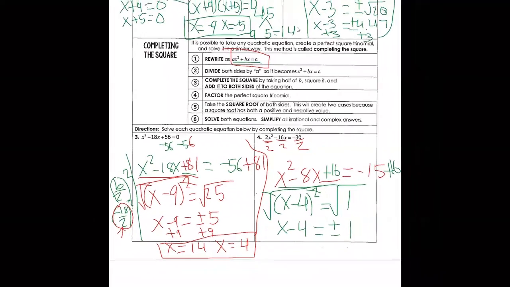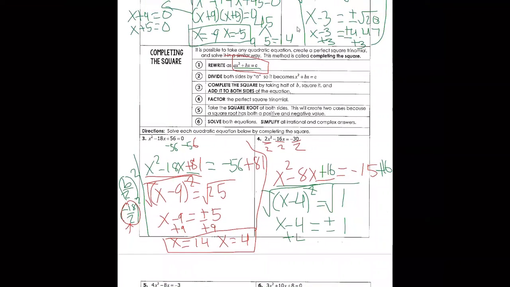And then we want to solve this. So I would add 4 to positive 1, and that would be 5. And I'm going to add 4 to negative 1, and that would be 3. So you add it to both the plus and minus of what we had there.